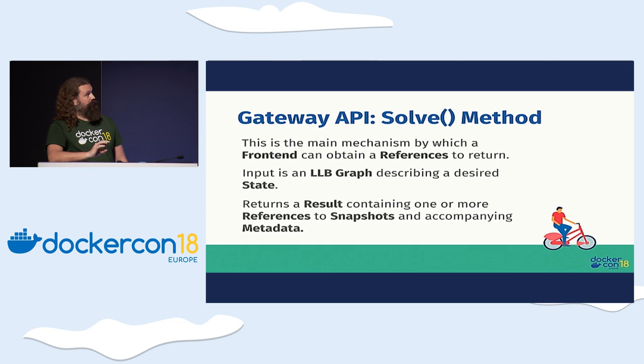Right, so let's talk a little bit about what the Gateway API offers. The main method that it offers you is a solve method, very similar to the control level solve. There are some subtle differences, but basically it's the same thing. It's the main mechanism by which a front end can get hold of references. So a front end needs to return references and needs to get them from somewhere. So by using solve, it passes in an LLB graph describing the state it wants. The solver will go away, figure that out, and give you back a reference to that snapshot that you can then return to your caller. The result is much like the top-level result, references to snapshots and accompanying metadata.